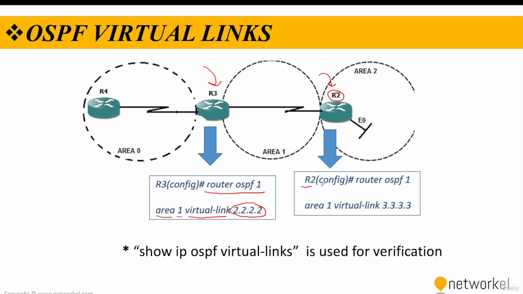For router 2, I'm going into the router OSPF 1 and then I'm typing area 1 again. I am using the area in the middle for router 3 and router 2, which is area 1. Area 1 virtual link, and this time I am assigning the router ID of router 3. So you can basically use the show ip ospf virtual-links command for verification of this configuration.